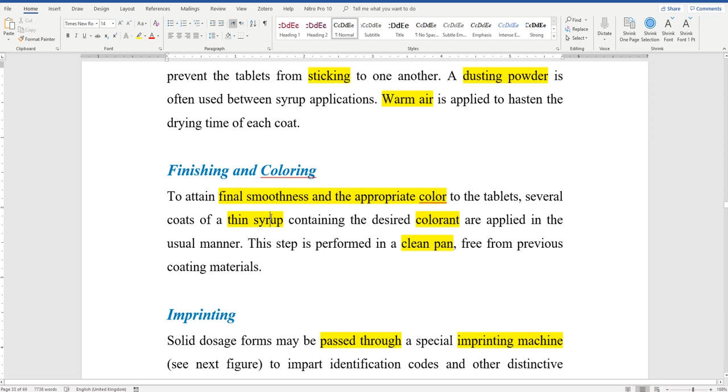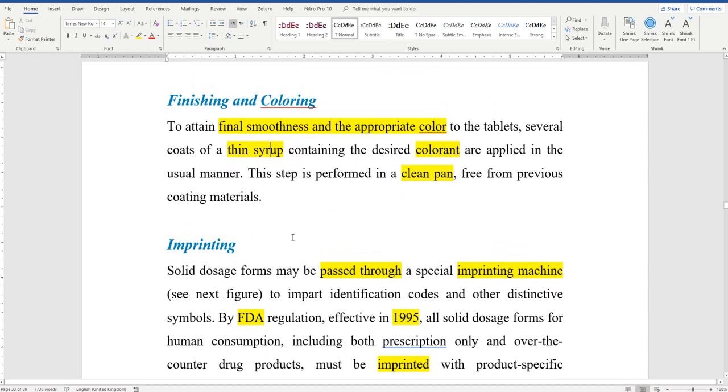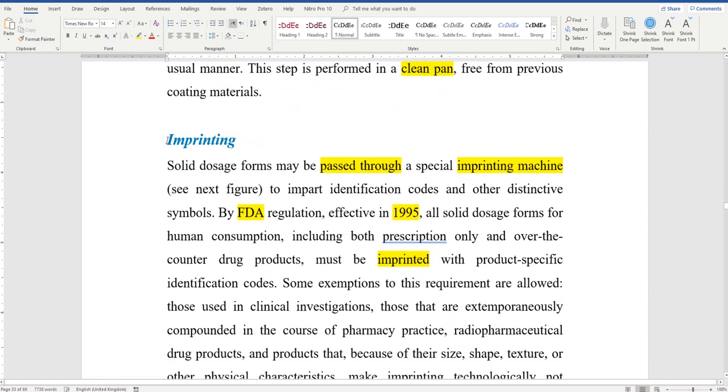Okay, so we apply several coatings of this, and between one coat and another, we have to make sure that the tablets are dried and they are not stuck to each other. The tumbling of tablets and the continuous rotation can help prevent tablets from sticking to each other. After that, when the tablets are ready, we take the tablets for imprinting.